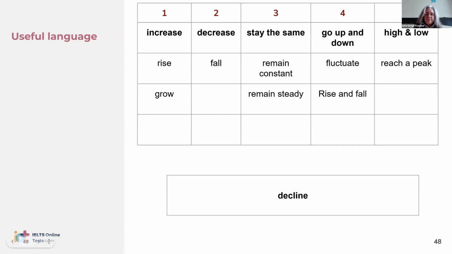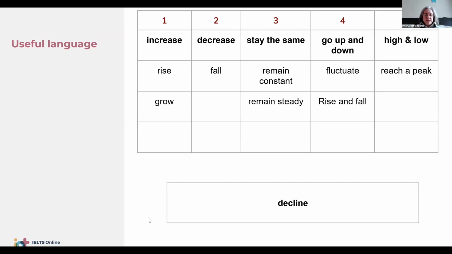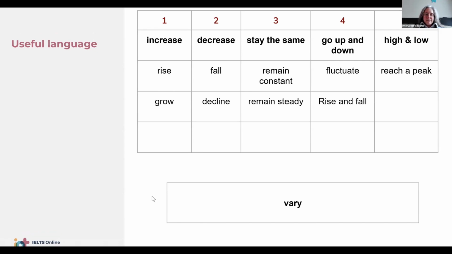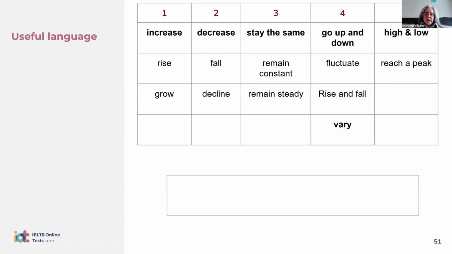Okay, decline. Yeah, great, good. Lots and lots of number twos for decrease. Vary. Where should we put vary? Okay, I'm seeing quite a few different numbers this time, but I think I am mainly seeing fours though. So 4 is where it goes. When things go up or down, when they fluctuate, they are varying.